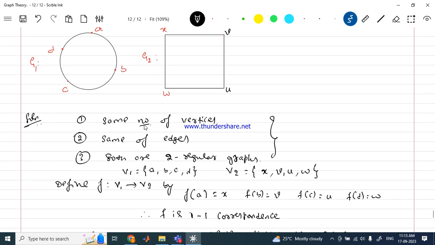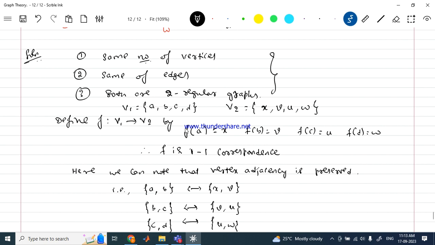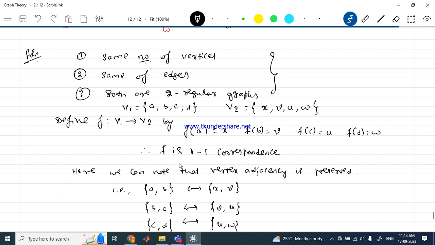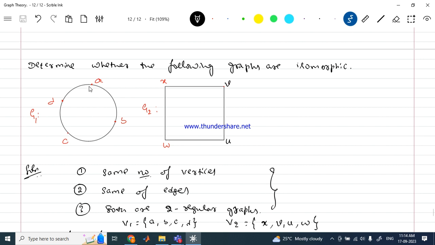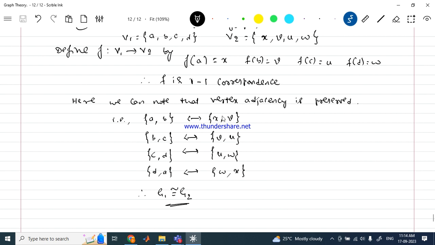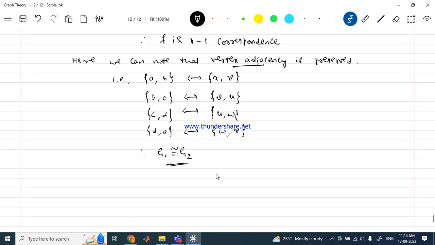What you should check first: same number of vertices, same number of edges, and check the degree sequence. If the degree sequence also matches, then proceed further. Write V1, V2. Now define the function f from V1 to V2 in such a way that it becomes a one-to-one correspondence. When you are defining it, take care of the vertex adjacency as well, so that you can just write them blindly. You need not go back to the graph to check that. You will just write all the edges from the first graph and write the corresponding edges in the second graph. So you are showing the vertex adjacency is preserved and the graphs are isomorphic.